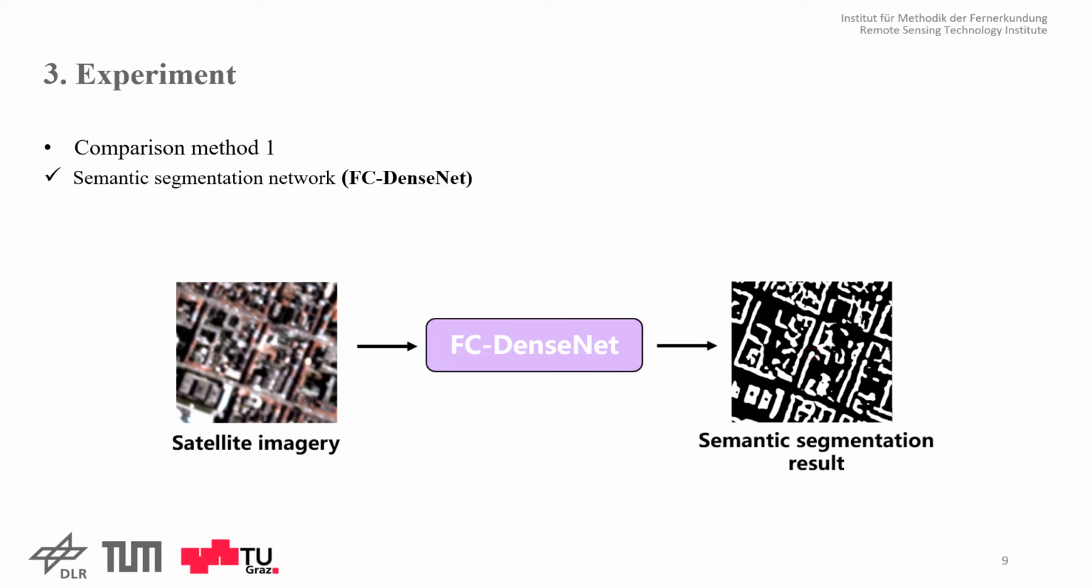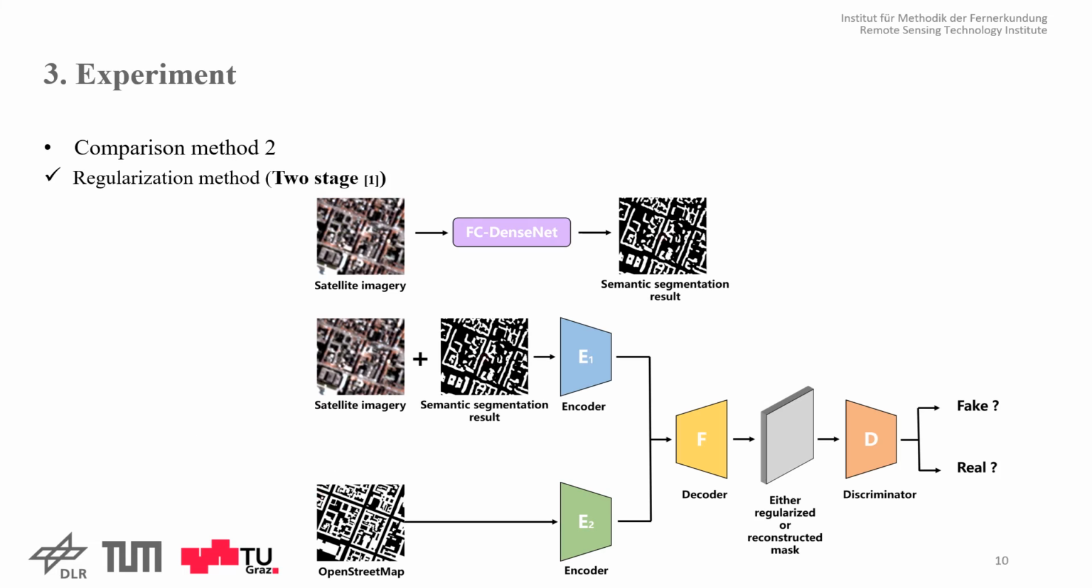In order to validate the superiority of our method, we select two methods for comparison. One is FC-DenseNet, a semantic segmentation network. The other is called two-stage, a boundary regularization network. In this method, FC-DenseNet is exploited to perform the initial semantic segmentation of buildings, and then this result is further processed by the regularization network to generate the structured building footprints.